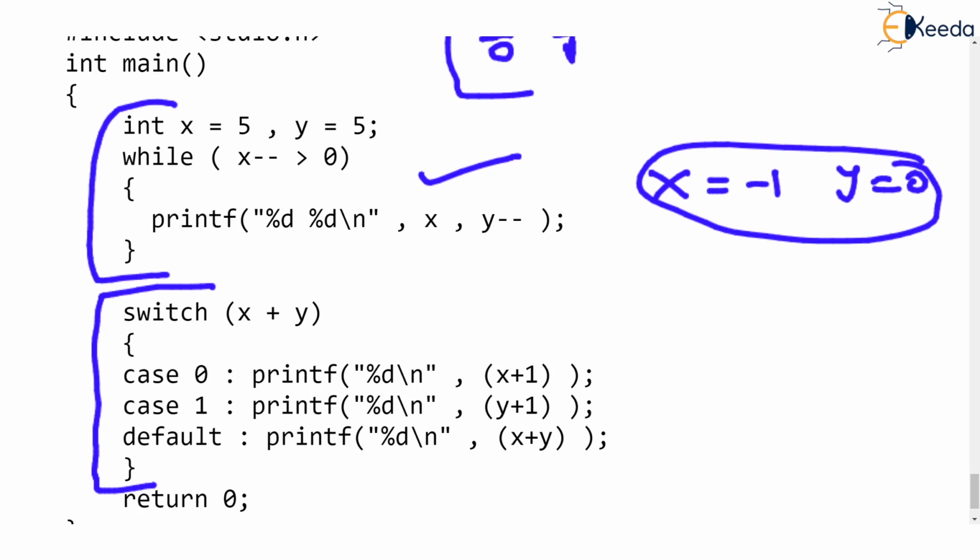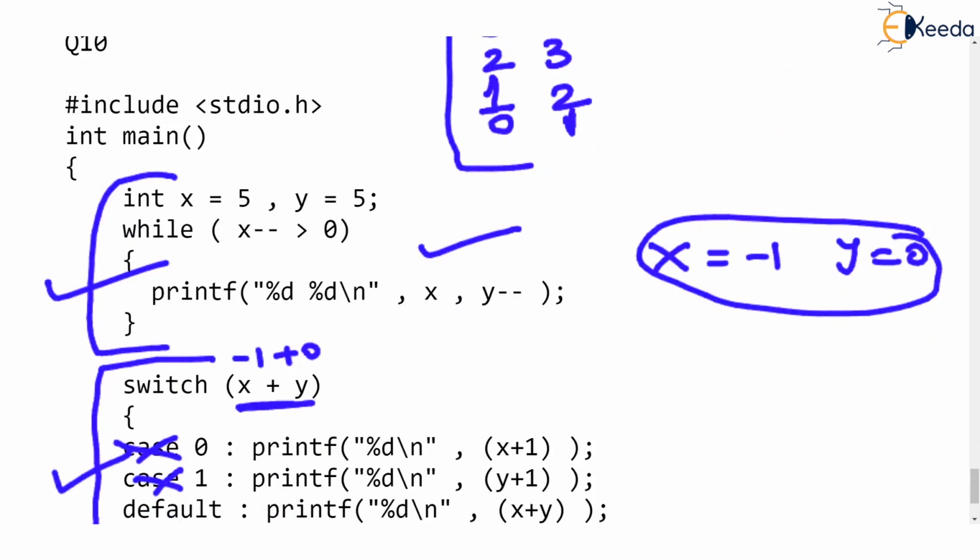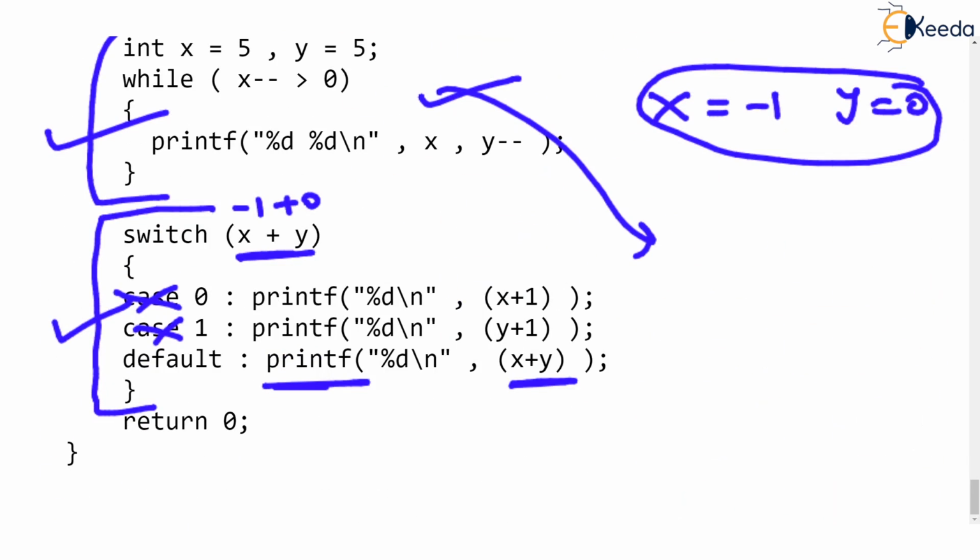Now there is a switch which says, what is minus 1 plus 0? Switch x plus y. And none of the cases are true, but default runs because the minus 1 case is not there. So it is going to print x plus y, which is -1. So the entire output due to this while and this switch is going to be, what was the first output? Let's check. 4 5. So the same output for this while, 4 5, correct? Then I think 3 4, then 2 3, then 1 2, then 0 1.